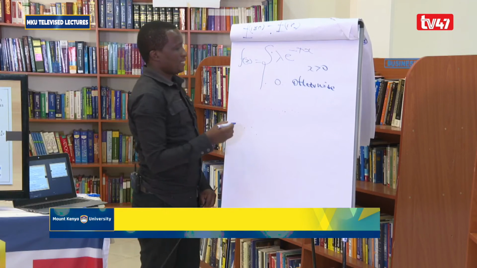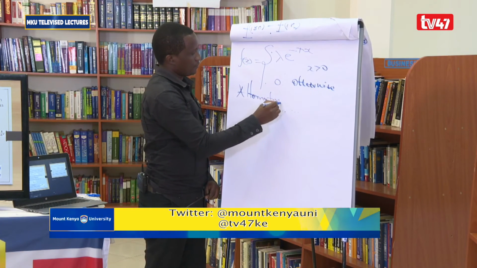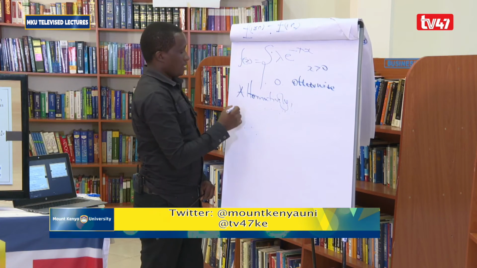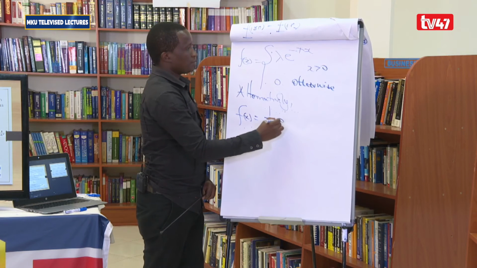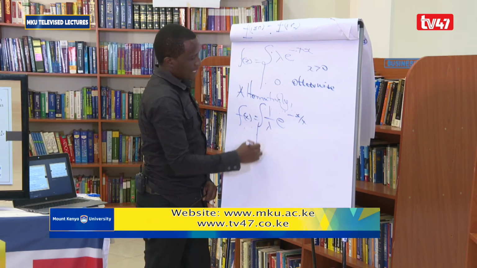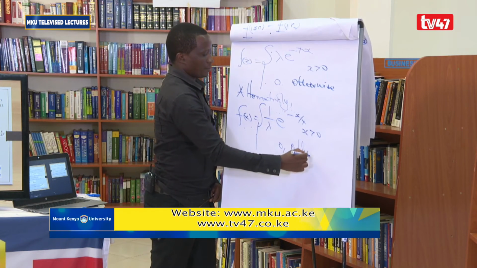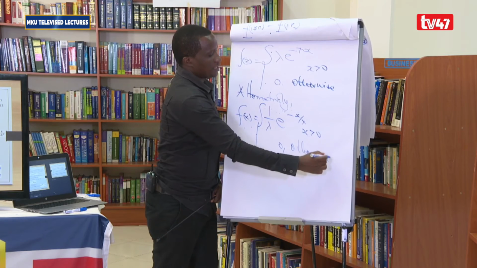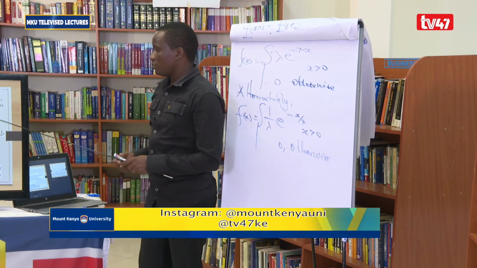We also notice that alternatively, f of x can be defined by 1 over lambda e to the negative x over lambda. So both of these represent the exponential distribution. It depends on the type of parameter that you're looking at.